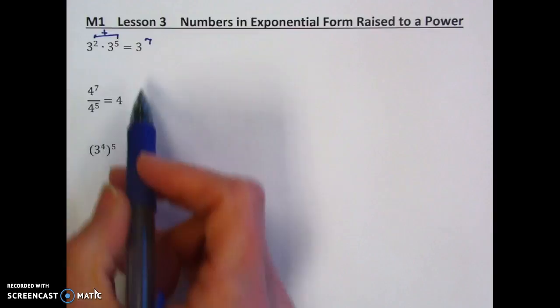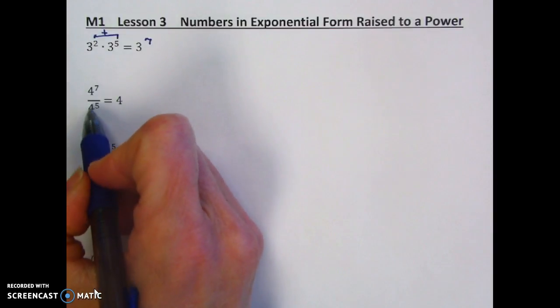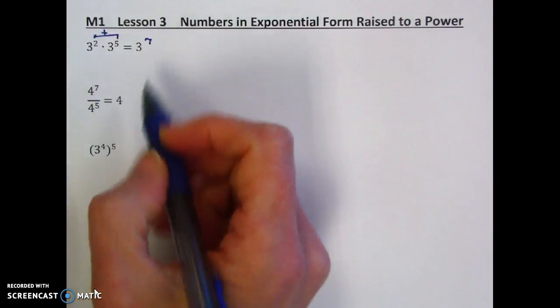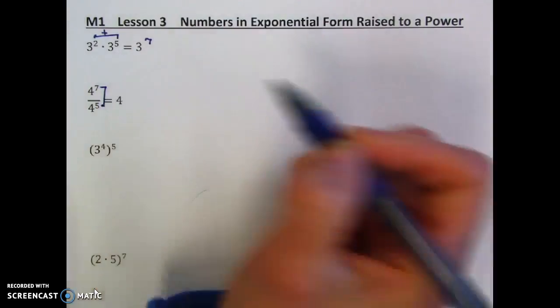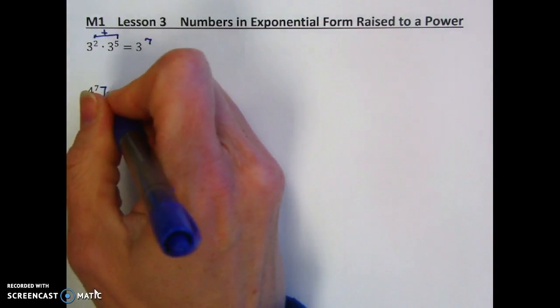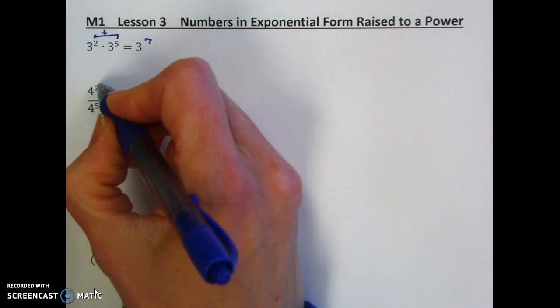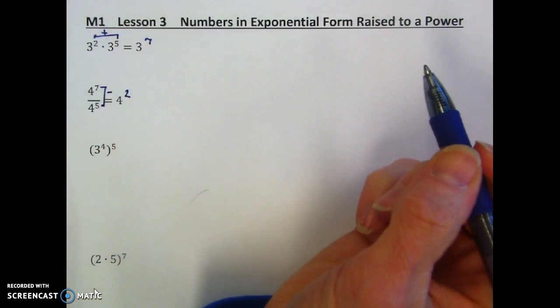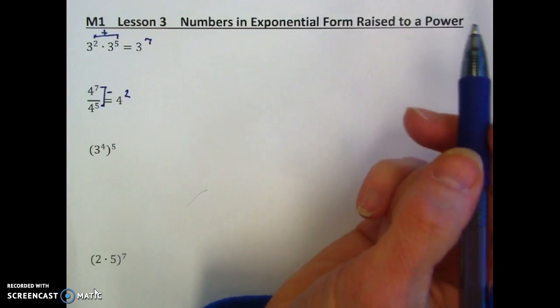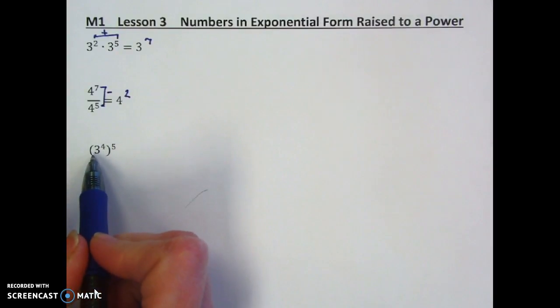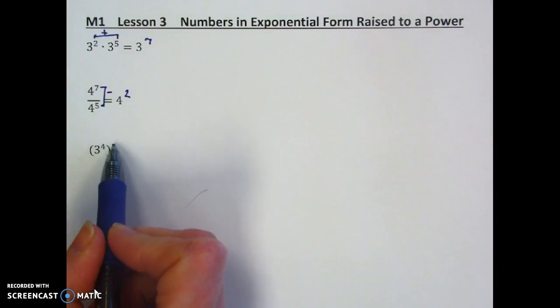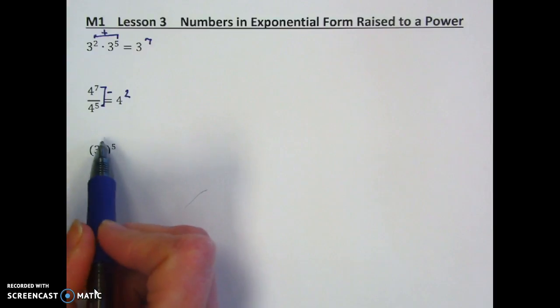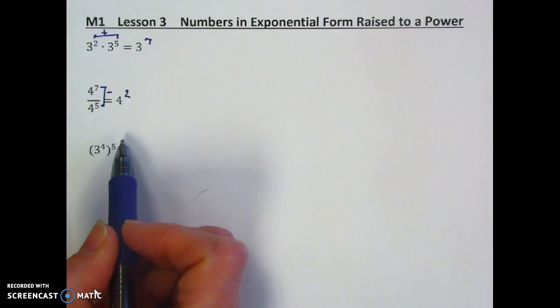Then we also learned in Lesson 2, when we are dividing and we have like bases, what do we do with those exponents? We subtract them. Top minus bottom, so 7 minus 5 gives us 2. Now what we're going to look at in this lesson is when we have a single base with two powers, or a series of things inside a parenthesis that have a power on the outside.